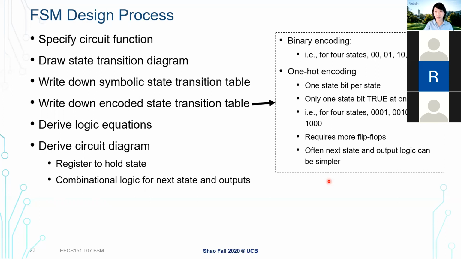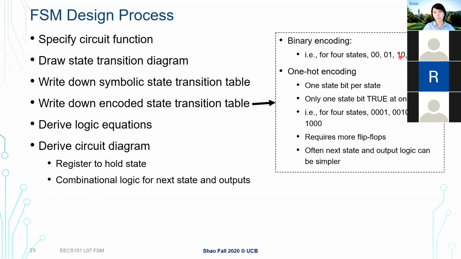Most of the time we are using binary encoding here. In the example that we went through, we have 4 states. We need 2 bits to represent those 4 states: 00, 01, 10, and 11. This is the minimum number of bits you need to represent these states. Sometimes you may find it useful to use a different encoding format. For example, sometimes one-hot encoding, which is also a very popular way to encode the behavior of the circuit.